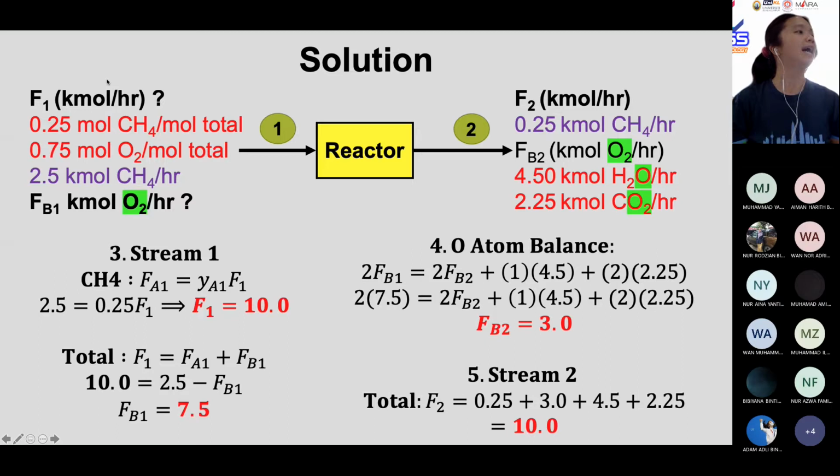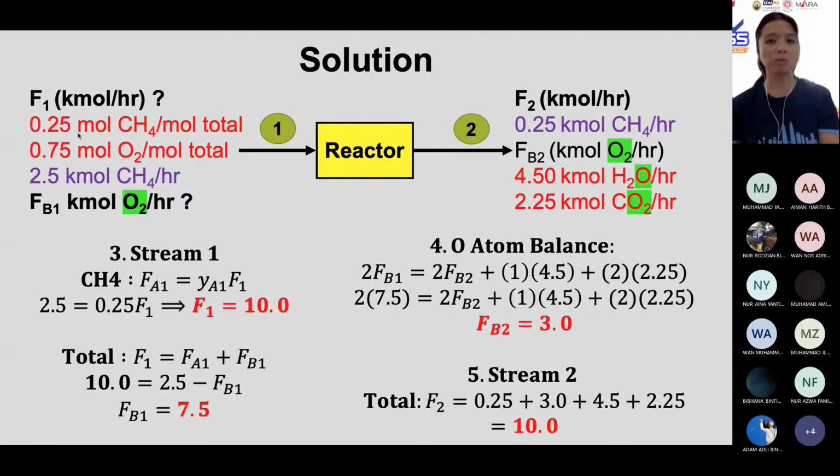Okay, then in stream 1, dalam stream 1, kalau saya dah tahu composition, and saya dah tahu flow rate of one of the compound, saya boleh guna perkadaran ataupun saya boleh kira total. That's why this is the part where it depends on you. Okay, salah satu cara pengiraan dia. Kalau saya tahu yang methane masuk is 2.5, right? This 2.5 is equivalent to 25%. Okay, so maknanya 2.5 yang masuk ni bersamaan dengan 25%.